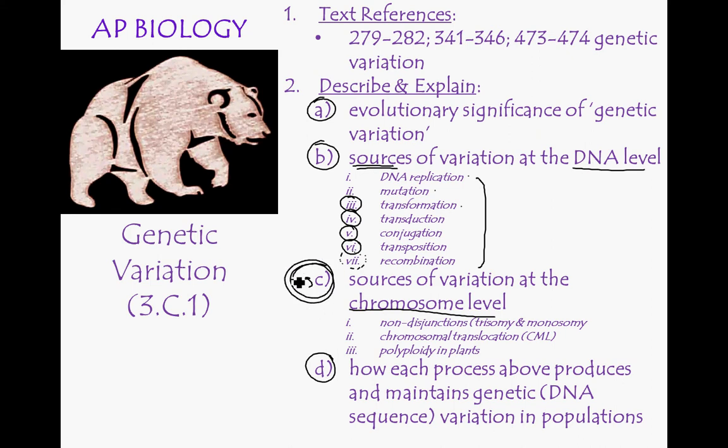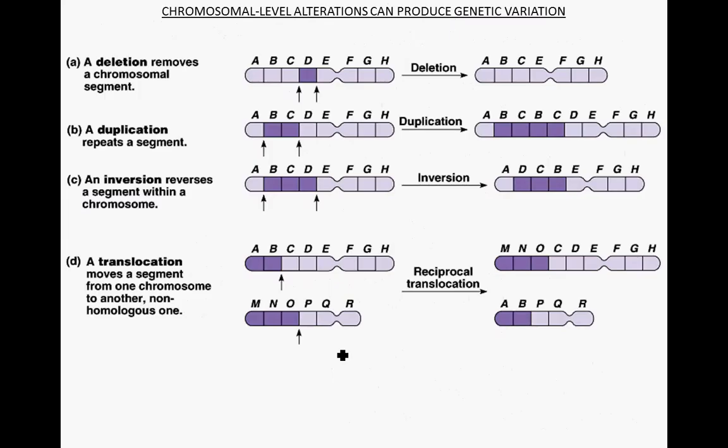Some sources of genetic variation at the chromosome level: meiotic errors, that is non-disjunction, some chromosomal translocations, and then this polyploidy stuff that happens in plants, which is not really common in animals. So at the chromosome level, not initially at the individual gene or DNA level, chromosomal level alterations can produce genetic variation.